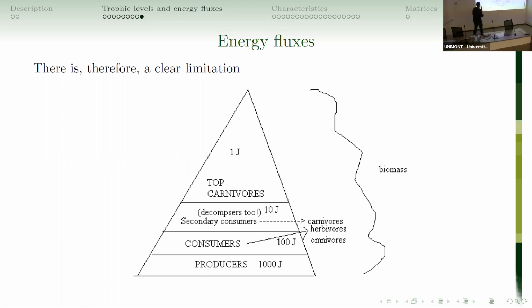What's important here is that the top carnivores have only 10 joules of energy or organic matter available, right? So it's basically impossible for a carnivore to prey on these top carnivores, because there's not enough energy to keep them alive. So this 10% limits the number of trophic levels. These really low efficiencies of 10% between trophic levels are what limit more trophic levels, right?